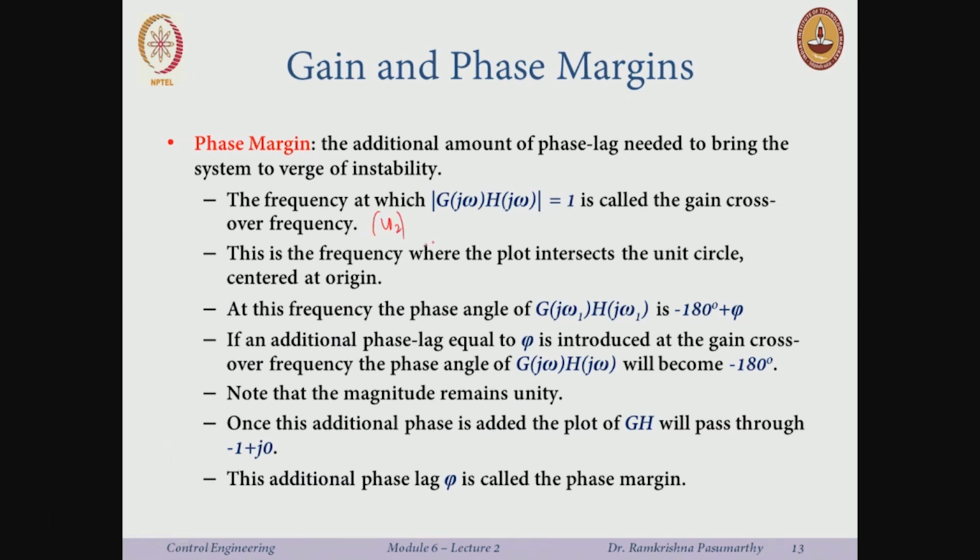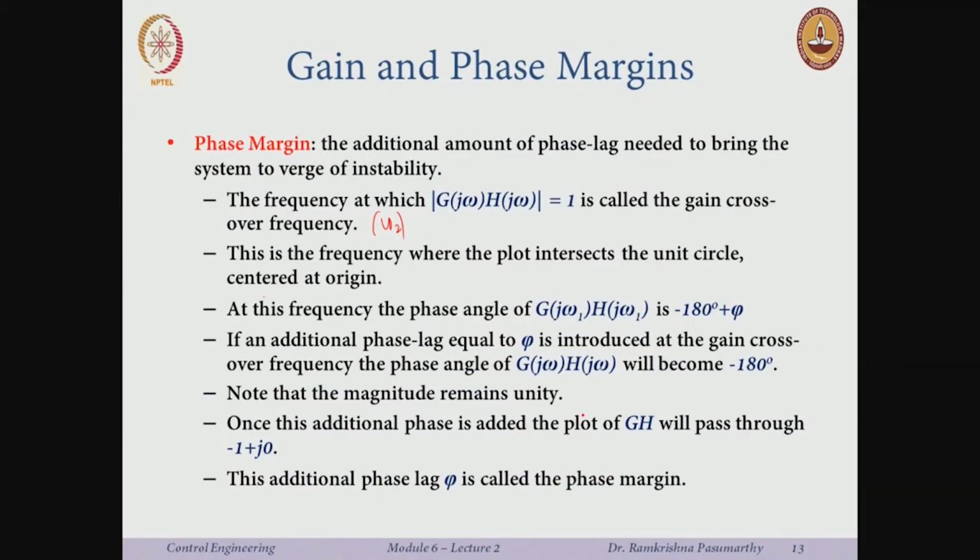This is omega 2 where the magnitude is 1. How did we find this? Just by the intersection of the plot with the unit circle. So this is the frequency at which the plot intersects the unit circle. Of course, this unit circle is centered at the origin for obvious reasons, because we are just interested in -1 plus j 0, and we want to pull it along that angle to that point -1 plus j 0.